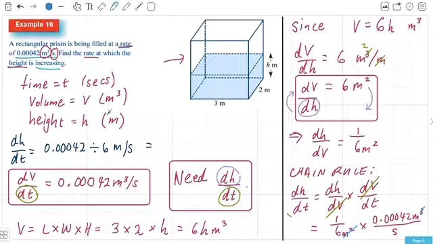And if we actually put that into the calculator, you'll get 0.0000707 meters per second. And it's a good idea to check your units. Look at what you have on the top. Height, well, that should be meters, and time, well, that should be seconds. So you've got the right units there. So what that means is that the height of this particular fluid is increasing at a rate of 0.00007 meters per second.